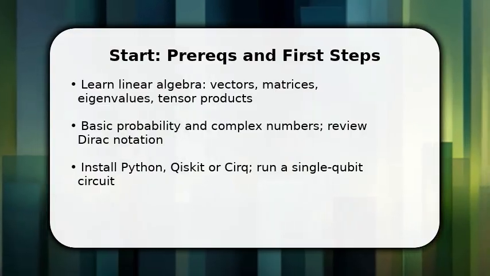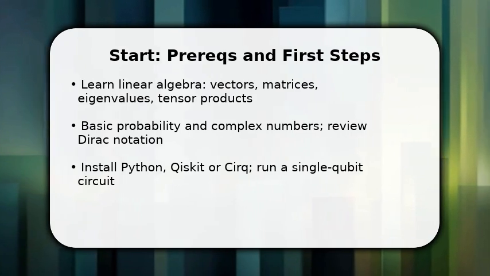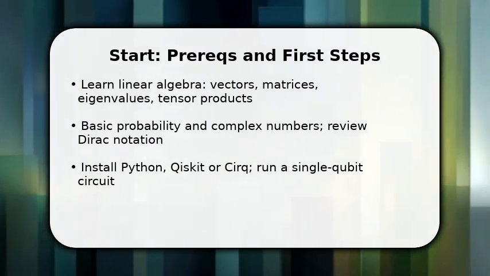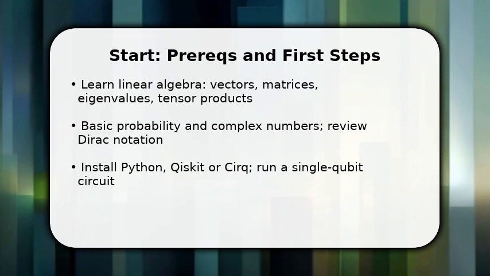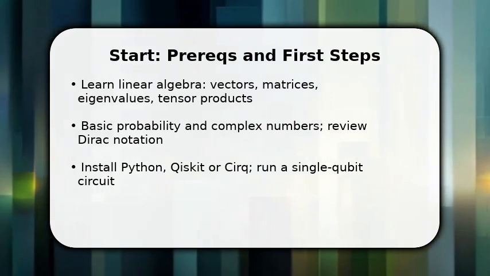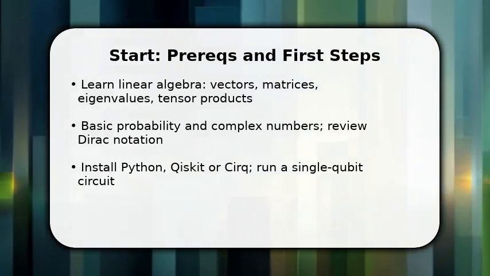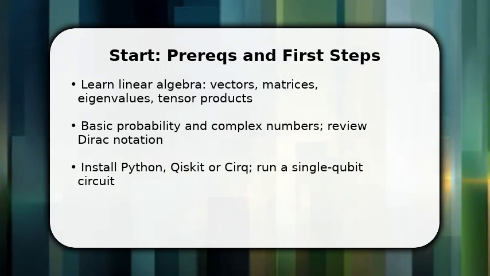You begin by sealing gaps in math and tools. Master linear algebra topics like eigenvalues and tensor products because qubits behave as vectors. Once done, refresh complex numbers and probability. These explain amplitudes and measurement.